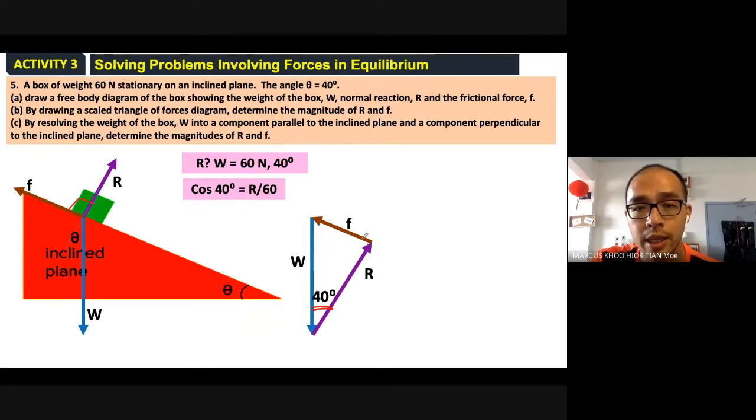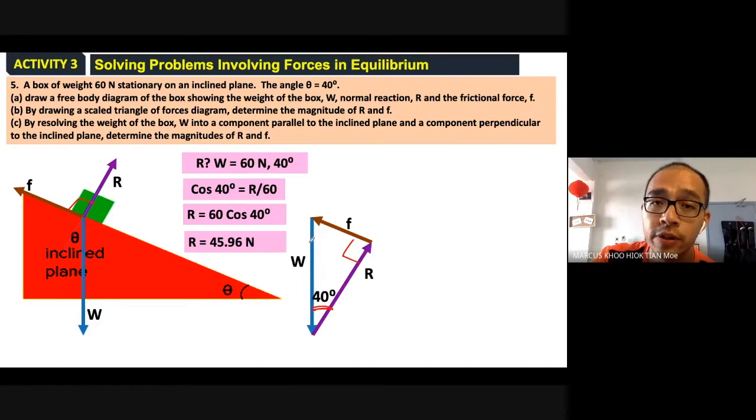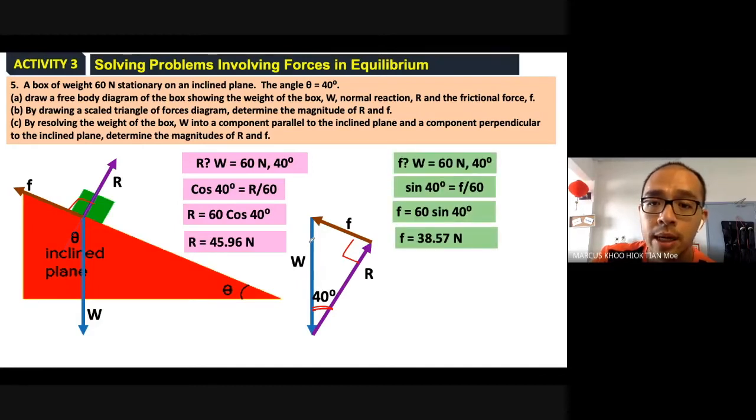So since this is 90 degrees, you can just use the cos. Cos equals R over 60, adjacent over the weight. And you can get the value of R equals 45.96. So in order to find the value of F, you use sine 40, or you can also use Pythagoras Theorem.